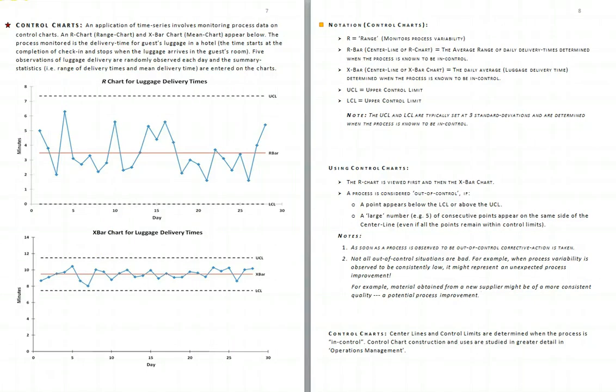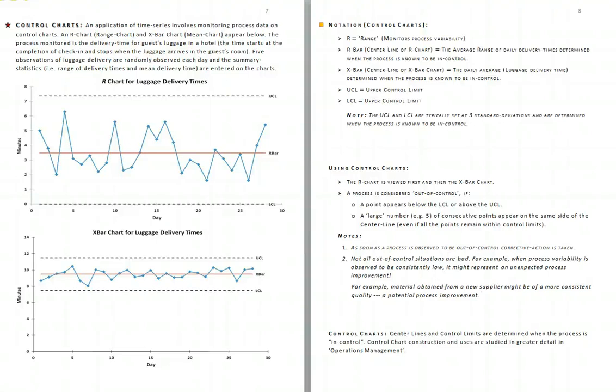Three features of a control chart include the center line, indicated as R bar on the first chart, and X bar on the second chart, the upper control limit, UCL, indicated here on the range chart and here on the X bar chart, and the lower control limit, LCL, here on the R chart and here on the X bar chart. The numerical values of the CL, UCL, and LCL are determined while the process is being closely monitored and is known to be under control.